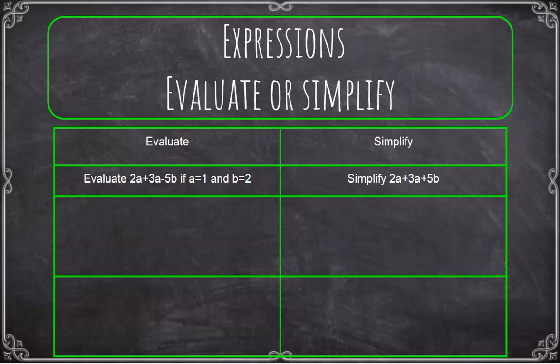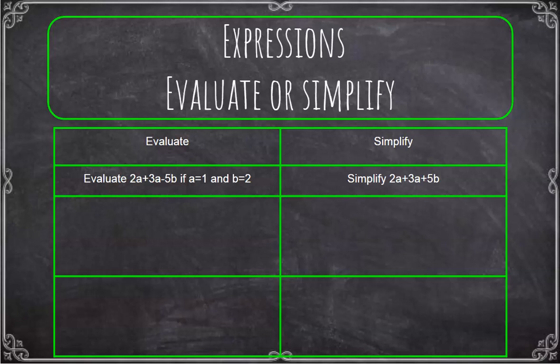Typically, there are two things that you might be asked to do with an expression. The first one is to evaluate, and the other one is to simplify. Evaluate just means find the value. So if you're told to evaluate 2a plus 3a minus 5b, they give you values for the variables. And when you evaluate, you're going to end up with one answer, and it's going to be a number.